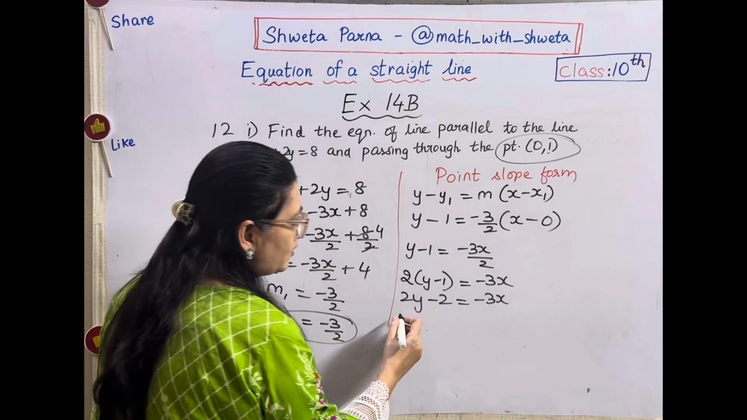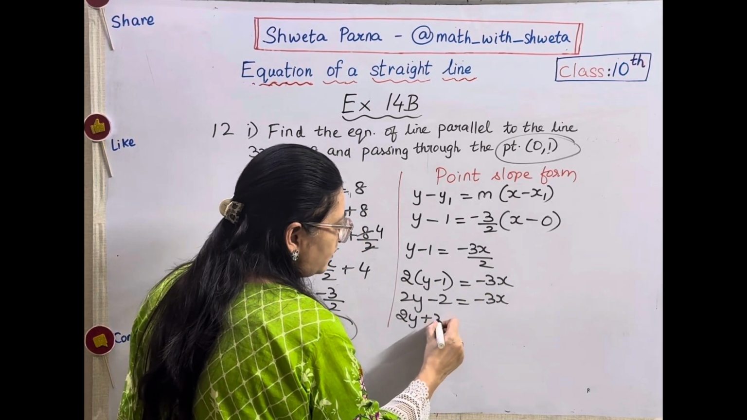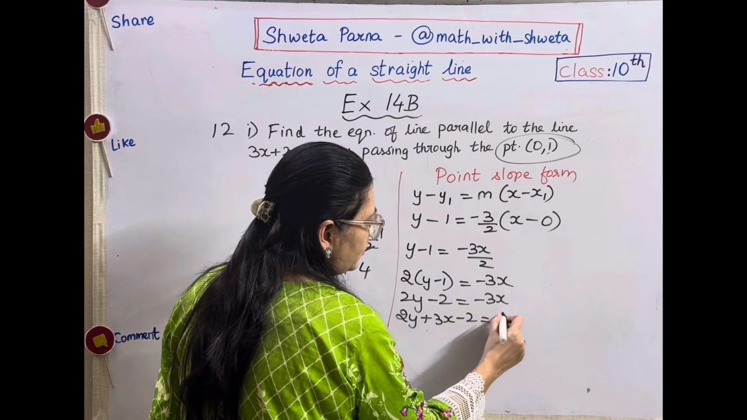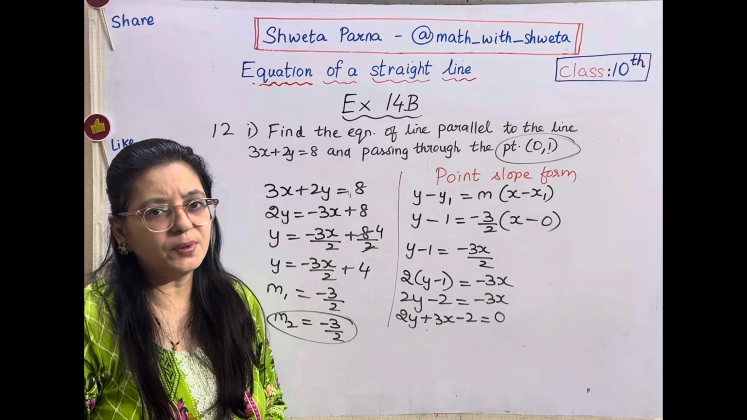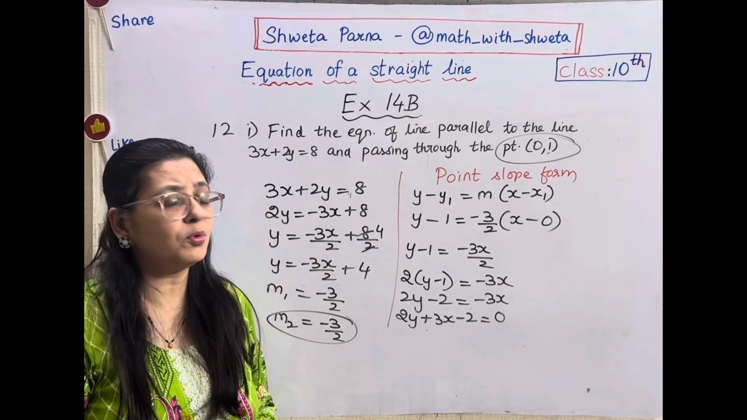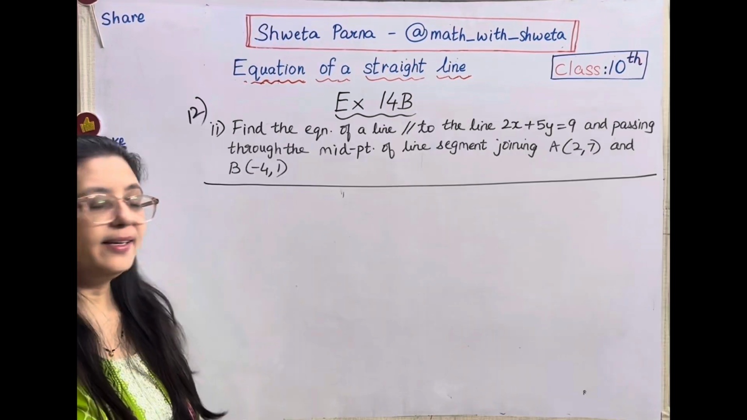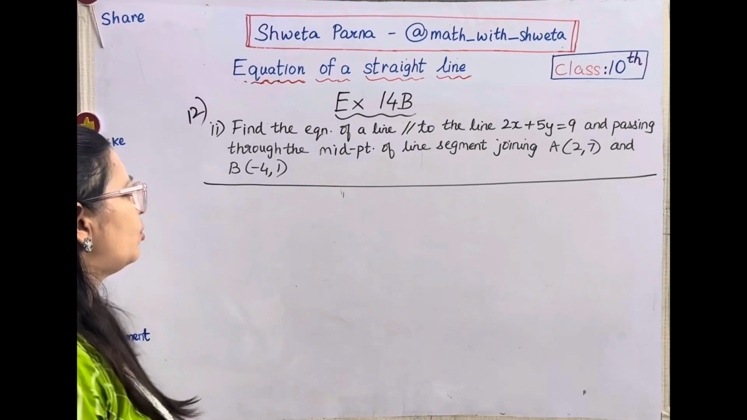Bring everything on one side. 2y plus 3x minus 2 is equal to 0. This becomes the equation of the line. I hope it's clear. Go step by step so that you don't go wrong. Let's go. Yes kids, let's go to 12th, second question.